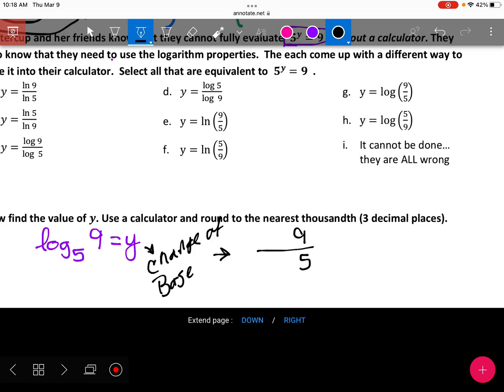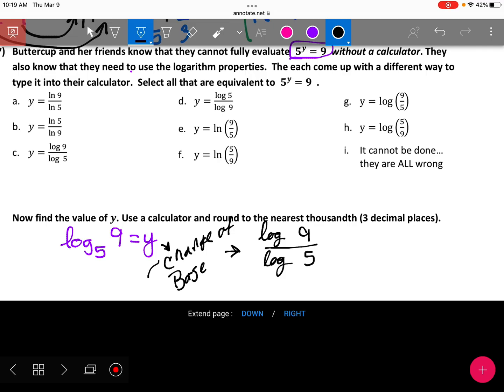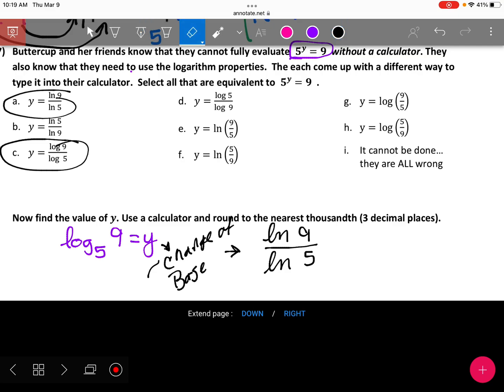So more often than not, we do the common log. So let's put log base 10 on both. Log of 9 over log of 5. Which option is that for the first part? C. So that's one of them. As long as the logs match, it doesn't matter which one I use. I can also use the natural log on both. Do they have that one in there? Yeah, it's A.